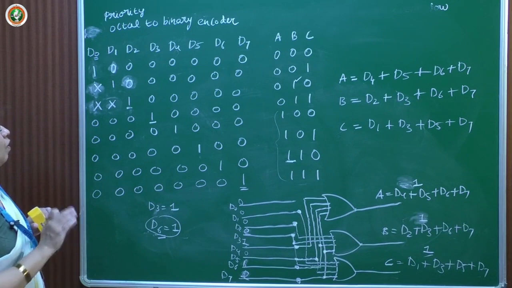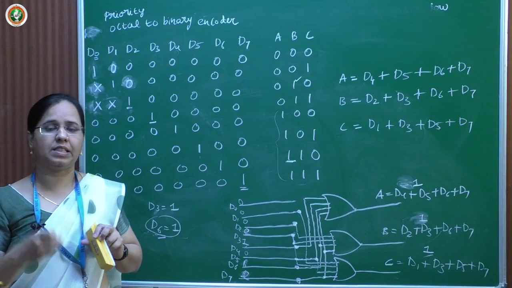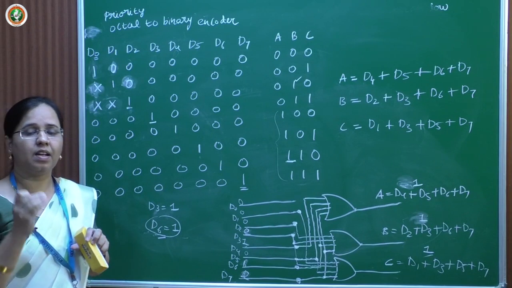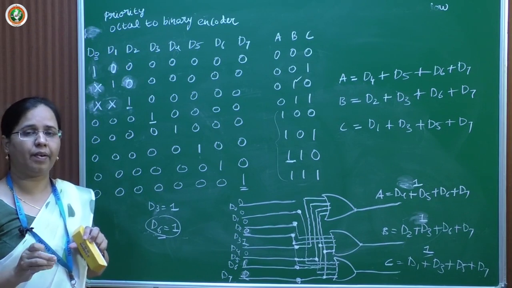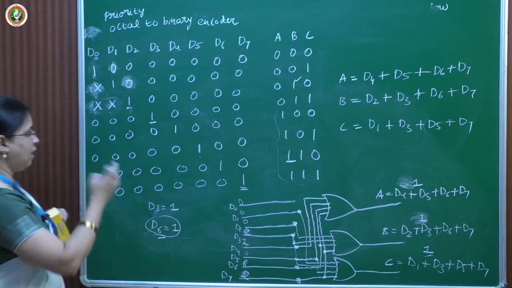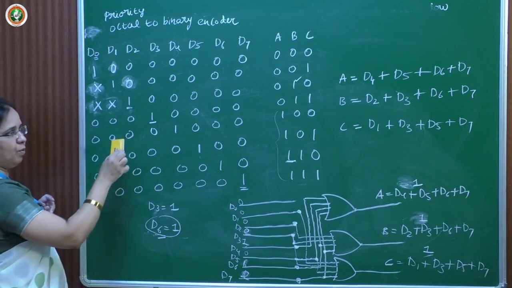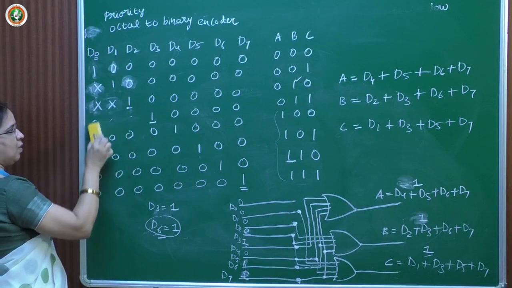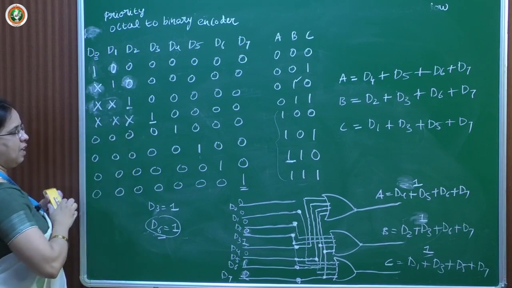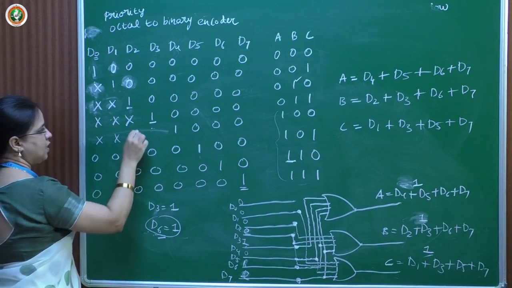What we do in an octal to binary priority encoder, we are going to assign the priorities to the inputs. Whichever input is having the higher priority, that will be converted into its binary representation. So we are going to change the truth table according to this rule. So now what can I do? Obviously I have to change all these values into X. Then similarly I have to change all these values into don't care condition.